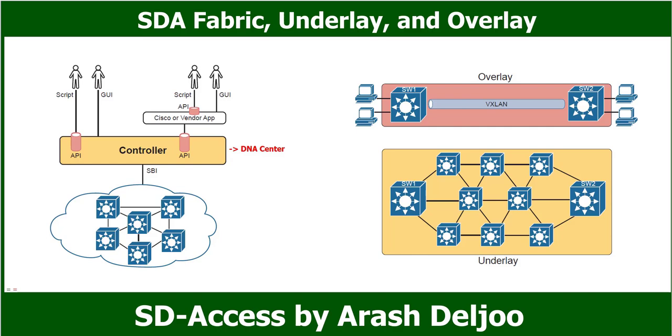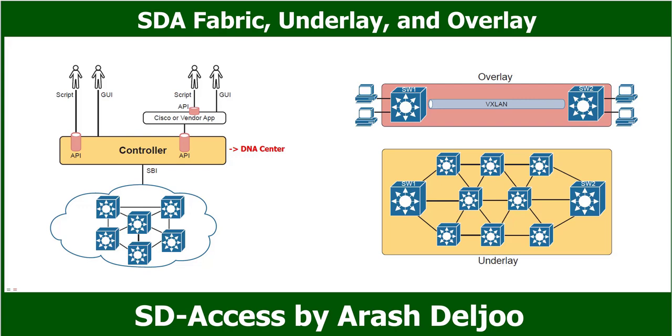First, let me explain about the software-defined access fabric, underlay, and overlay. Cisco software-defined access, or SDA, creates an entirely new way to build campus LANs. SDA uses the software-defined architectural model with a controller and various APIs, or application programming interfaces. It still uses a physical network with switches and routers, cables, and various endpoints.